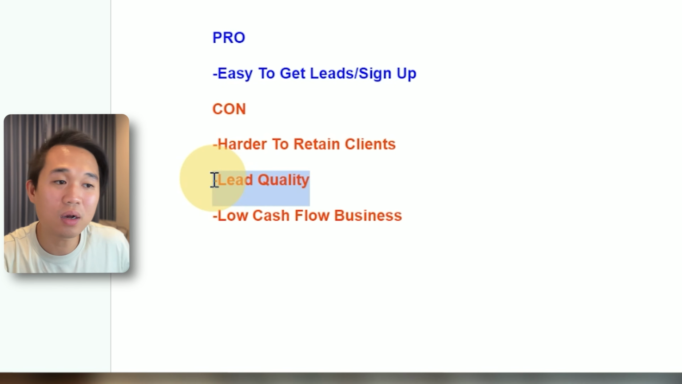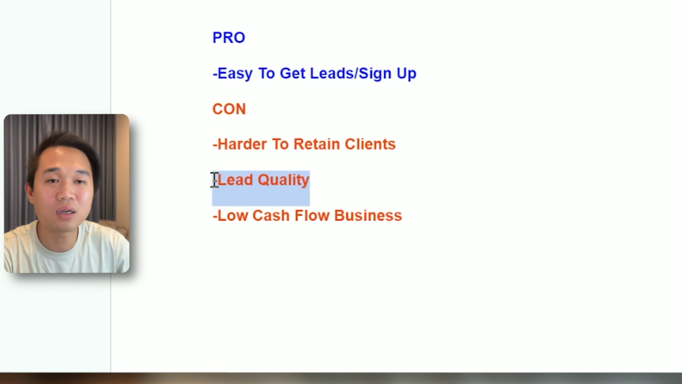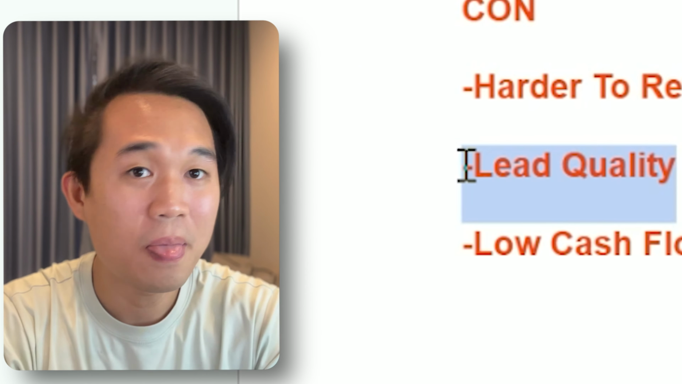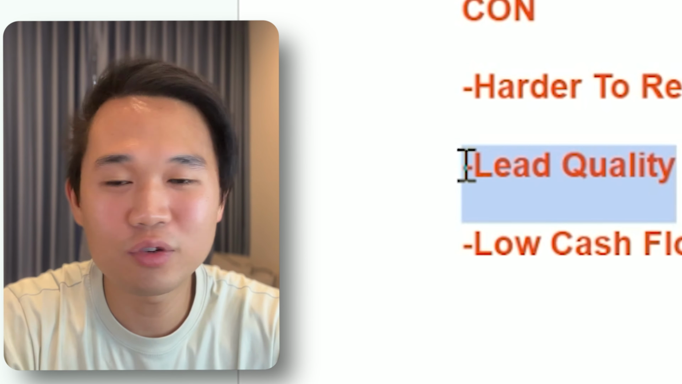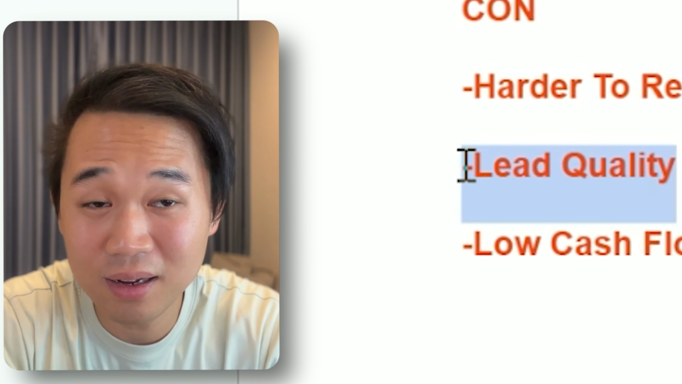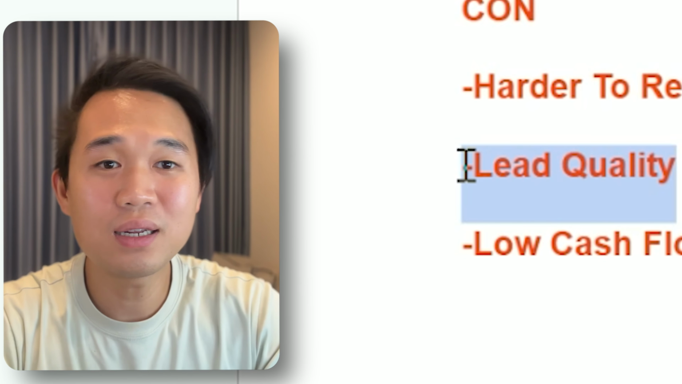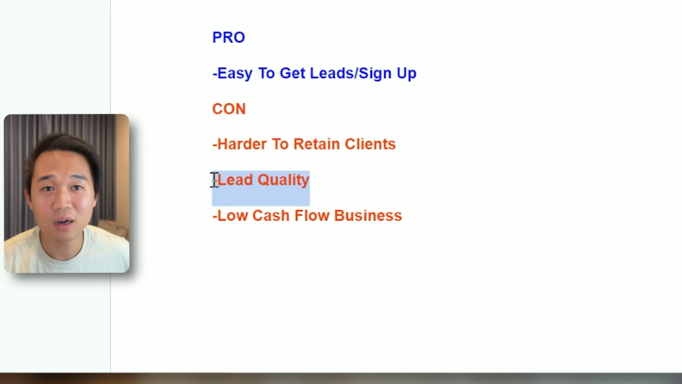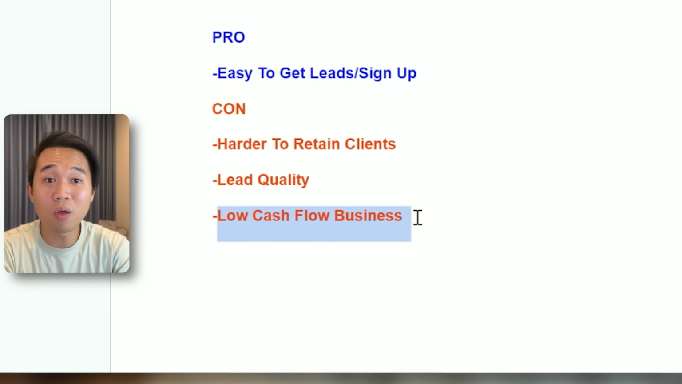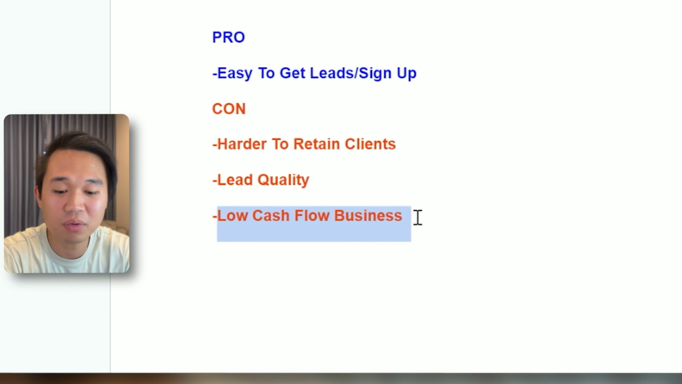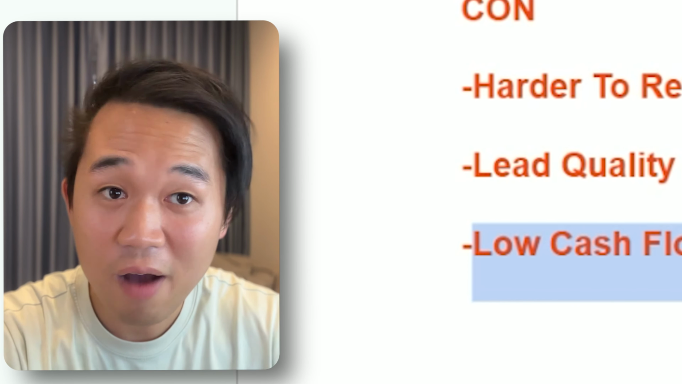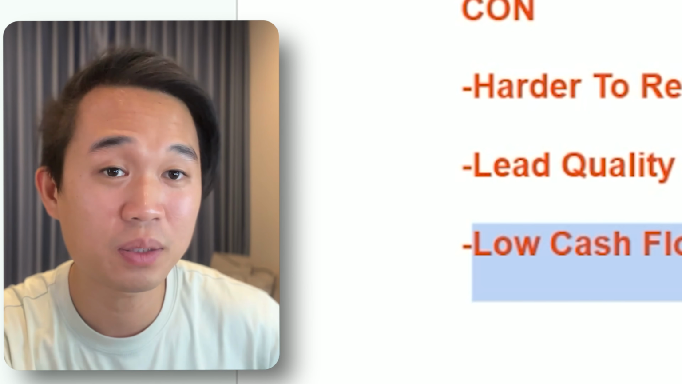Number 2, which leads to our second point, is the lead quality, guys. With the 14-day free trial, you most likely attract business owners who just want to get their feet wet. They're wasting everyone's time. They are most likely tire kickers, quote unquote. They just come in, check out your software and get out. And the last reason is that this model will set you up for a low cash flow business, because if you're signing up someone today, you have to wait half a month, right? That's a very long time. Half a month to actually get your first payment going.